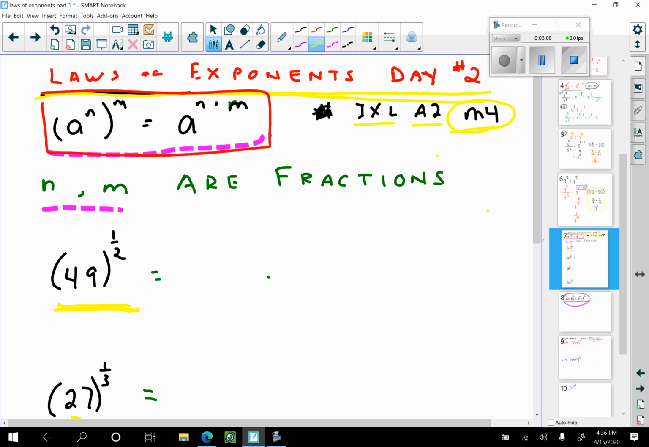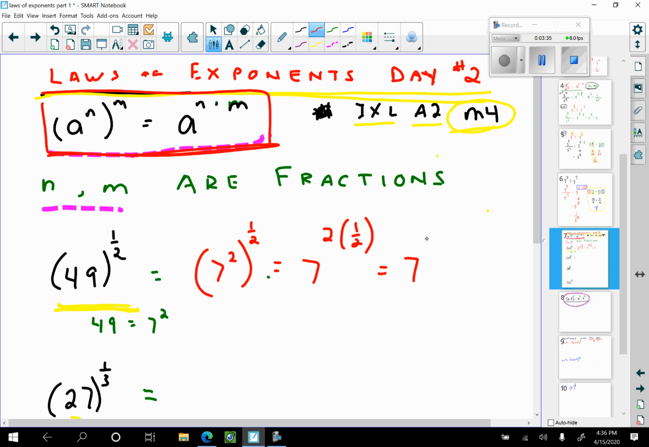Okay, so I'm just going to use laws of exponents. We're going to talk about simplifying these with the laws of exponents, not with the properties of radicals. So what do I know? What I know is that 49, true or false, is equal to 7 squared. So this expression here is the same as 7 squared to the 1/2 power. Now I'm going to employ this property. I have a power to a power, so I'm going to multiply. That's going to be 7 to the 2 times 1/2. And we know what 2 times 1/2 is. That's 1. 7 to the 1 power, which is just 7.